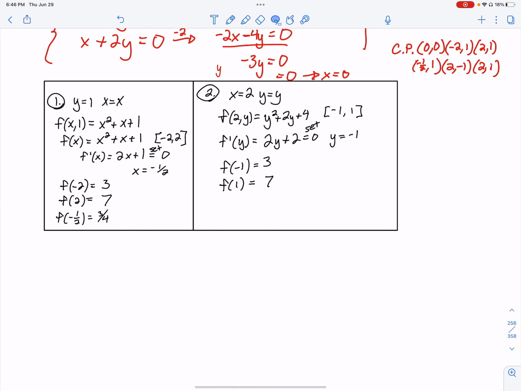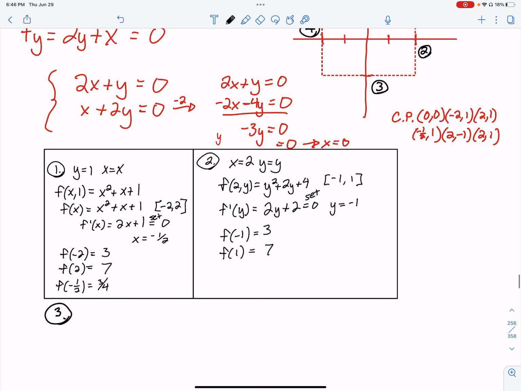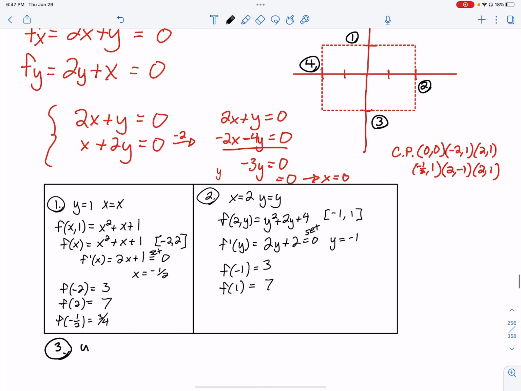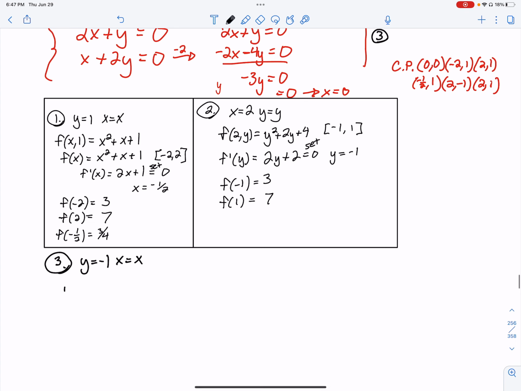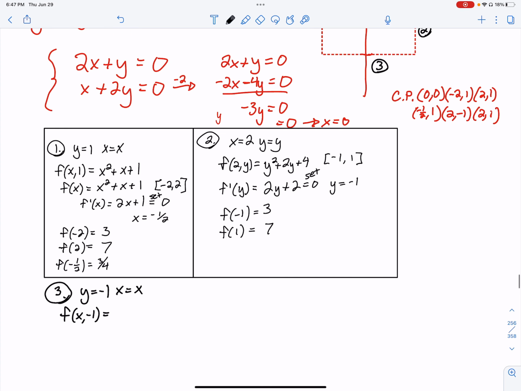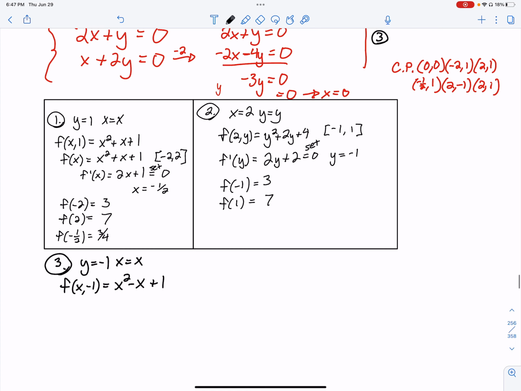All right, let's do 3. So for line 3, that was the line on the bottom there. I know y is -1 and x is x. So I'm going to get f of x, -1, and I get x squared minus x plus 1. All right, so that means f of x is equal to x squared minus x plus 1. And we're concerned with the interval -2 to 2.